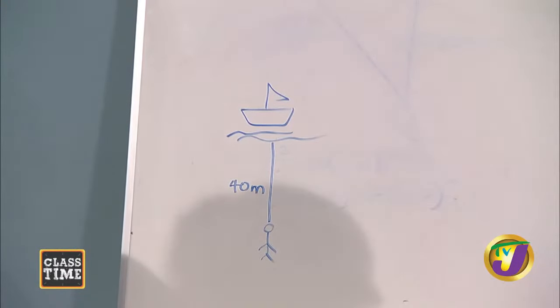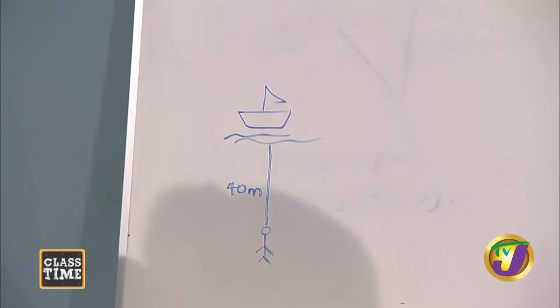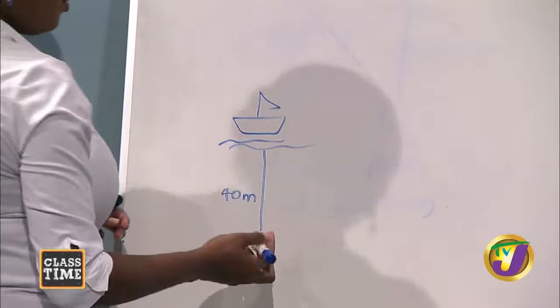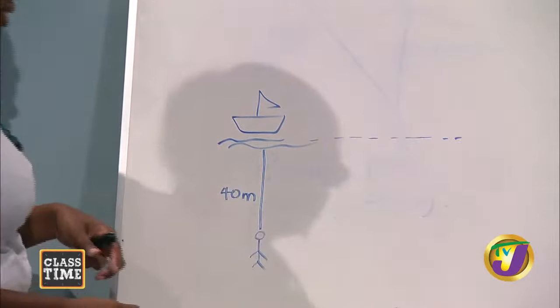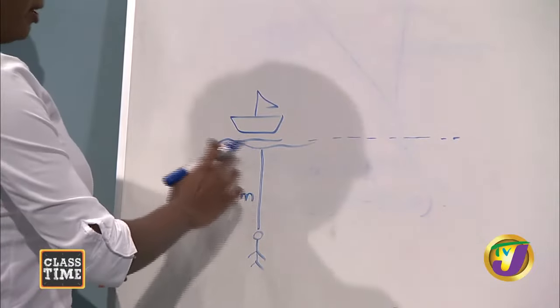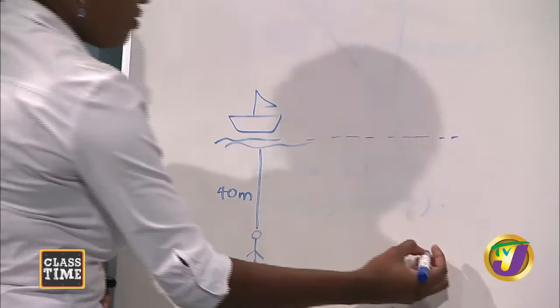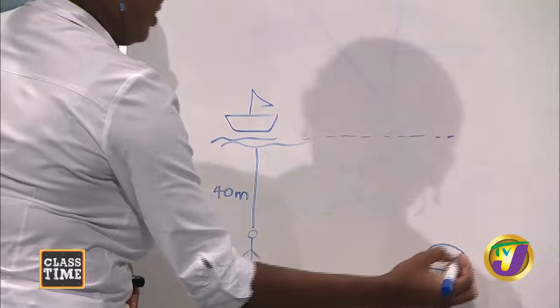And the treasure chest is at 12 degrees depression. So if this is my sea level, where is the chest going to be? On this side. All right, so my chest is going to be here, something looking like that.